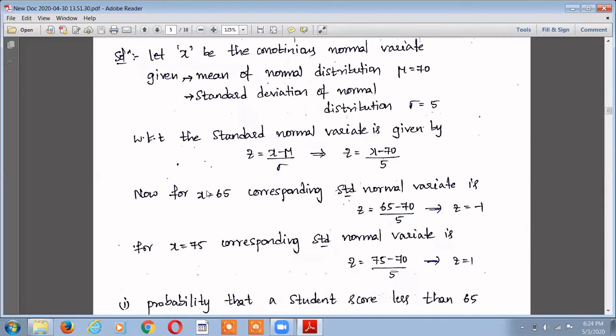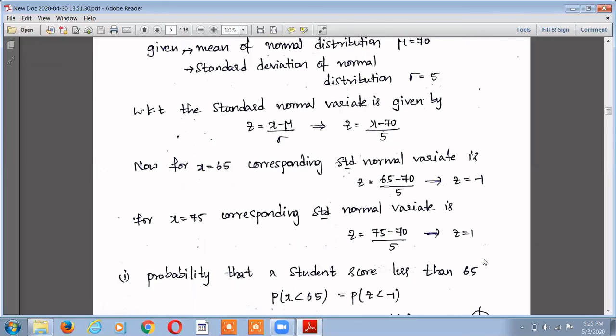Now for x is equal to 65, we find the corresponding standard normal variate value. If I substitute x is equal to 65 in this relation, I get a value of z. That is, for x is equal to 65, the corresponding standard normal variate is z equal to 65 minus 70 by 5. I get z is equal to minus 1. Similarly, for x is equal to 75, the corresponding standard normal variate is z equal to 75 minus 70 by 5, which implies z is equal to 1. It means that for normal variate 65, the standard normal variate is minus 1. For normal variate 75, the standard normal variate is 1.